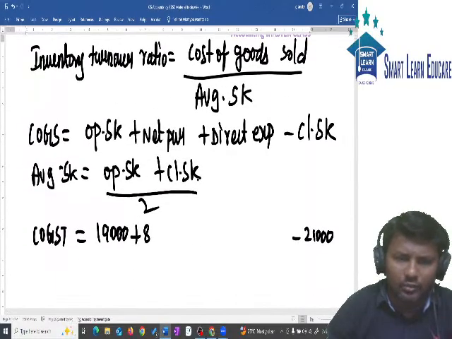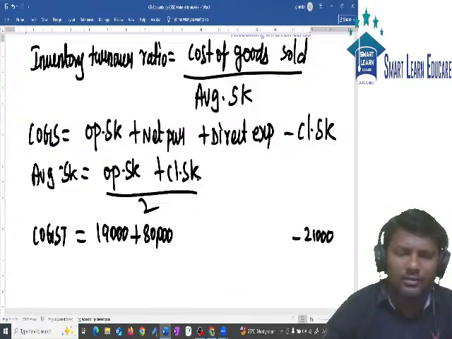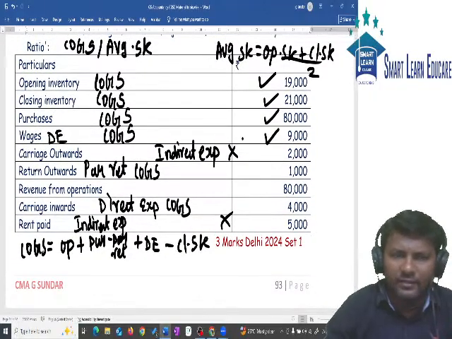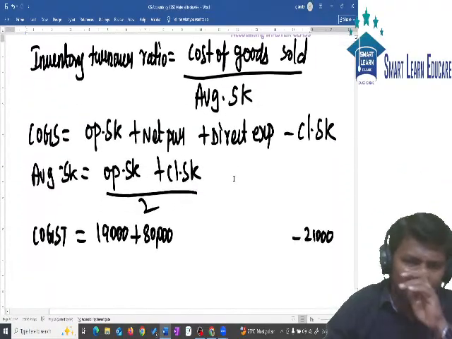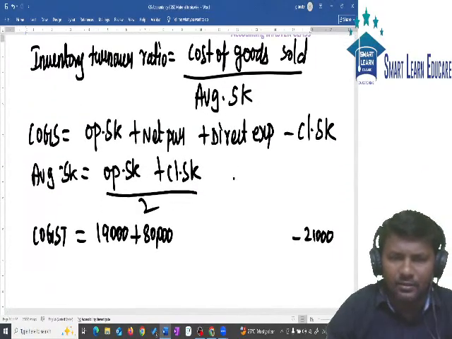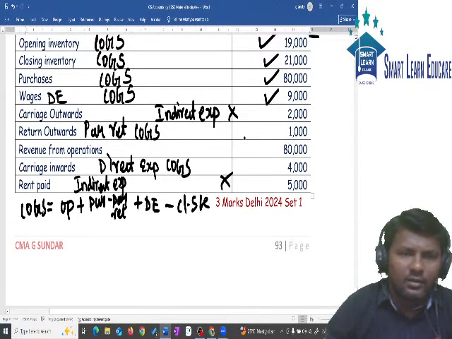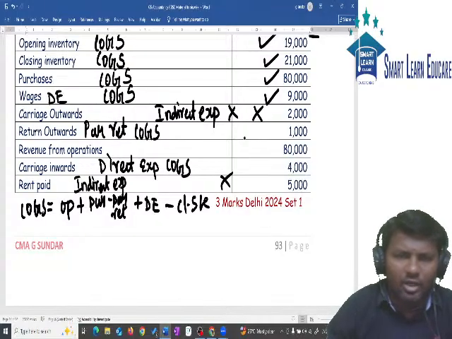Purchase is 80,000, that is considered. Then direct wages 9,000, that is also considered. Direct expense 9,000, plus carriage outward, which is an indirect expense, not considered.